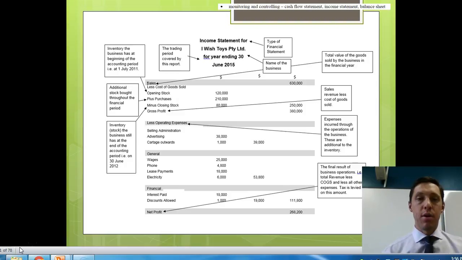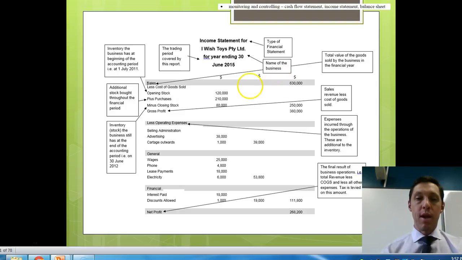Okay, so here's an example, again using the same company, and we've looked at this in class before. So looking at I Wish Toys. So let's look at some of those key items that we were just referring to. So for this business, their headline number, their revenue or their sales item, I Wish Toys for the period ending 30 June 2015. And it's very important that you recognise that an income statement is always for the period ending. They made $630,000 worth of sales in that 12-month period. So from the 1st of July 2014 to the 30th of June 2015, they made $630,000 worth of sales.